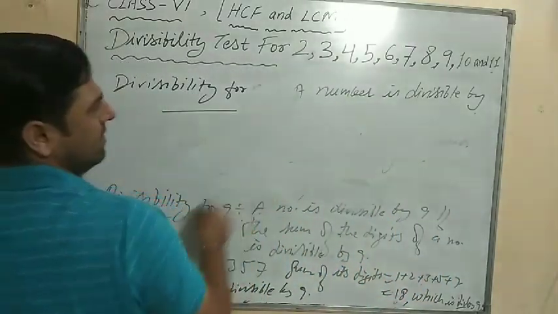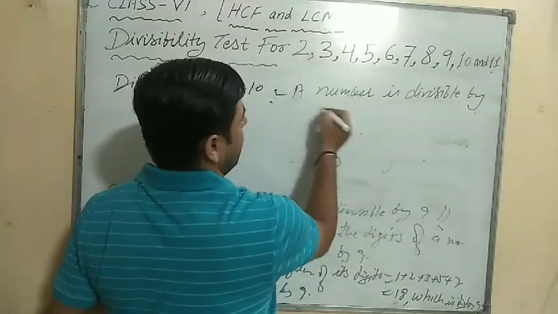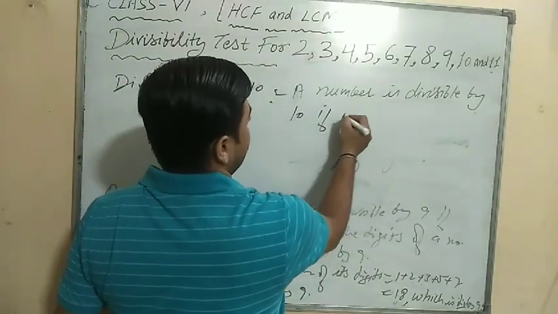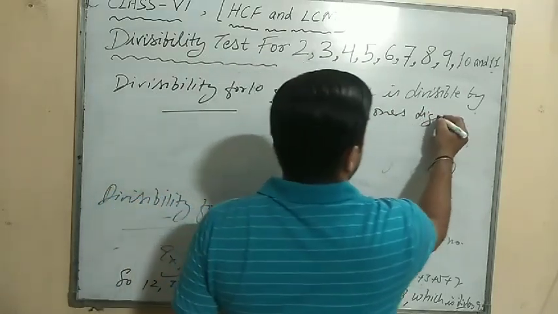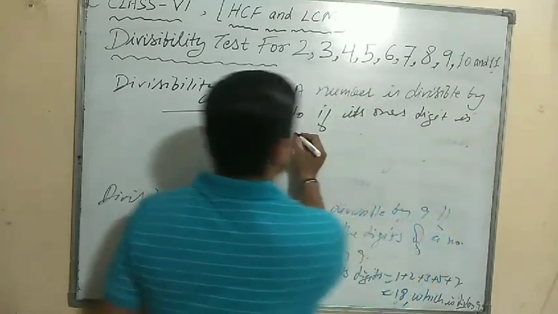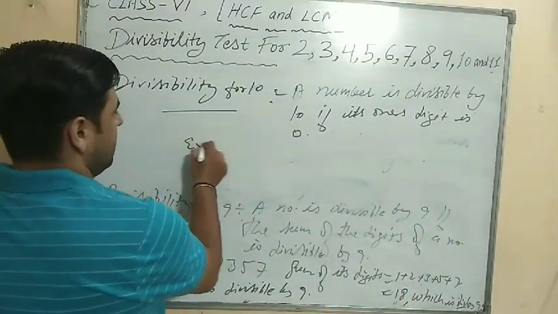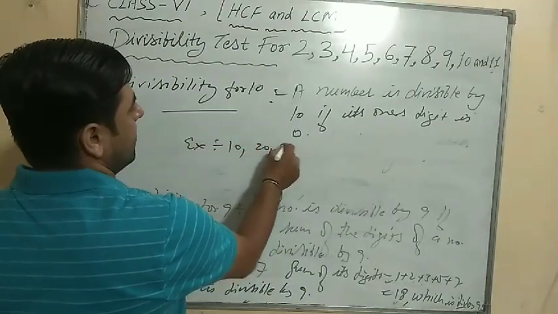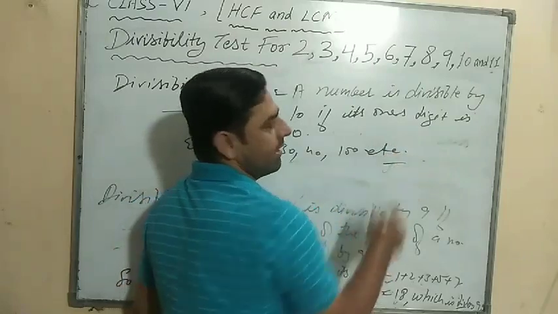Next is the divisibility test for 10. So very easy. A number is divisible by 10 if its ones digit is 0. Okay. Example: 10, 20, 30, 40, 100, etc.